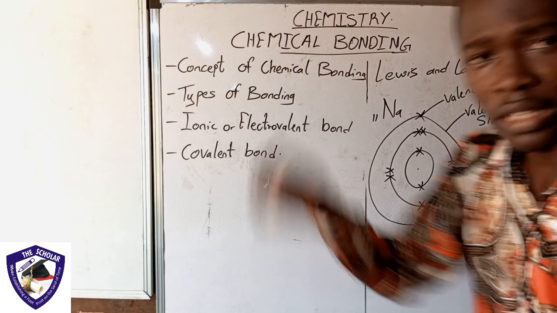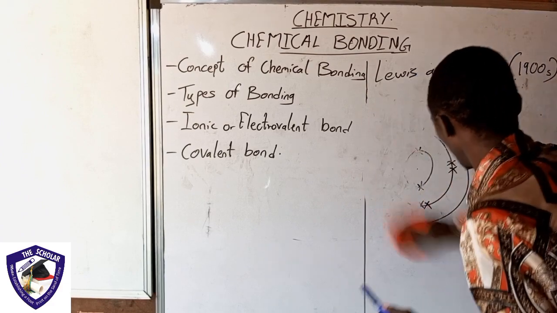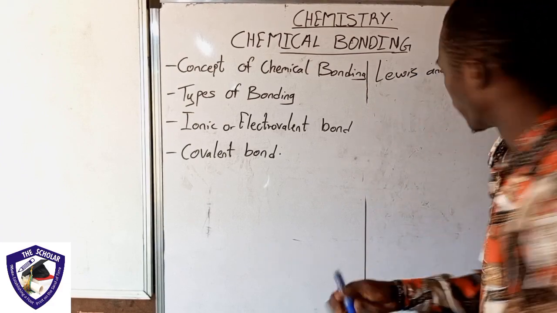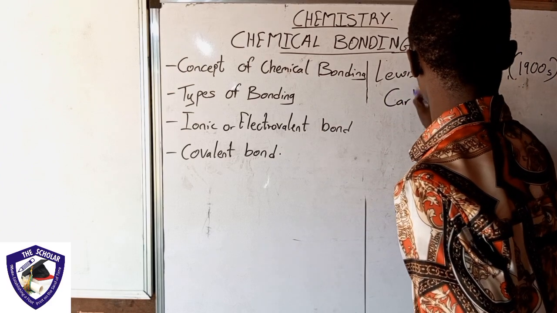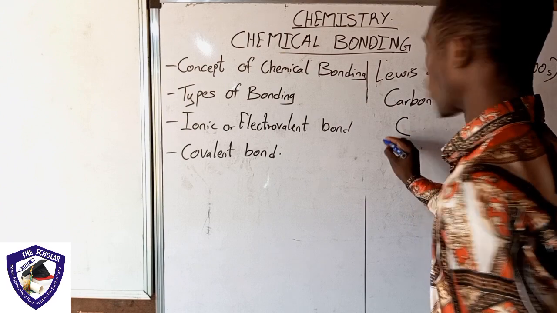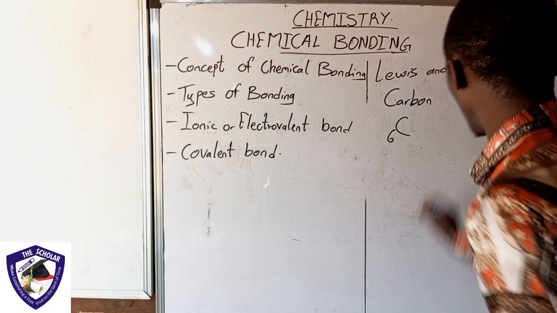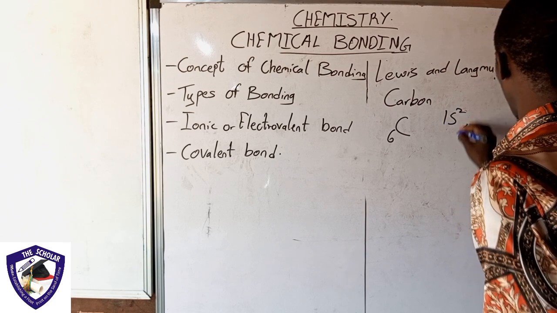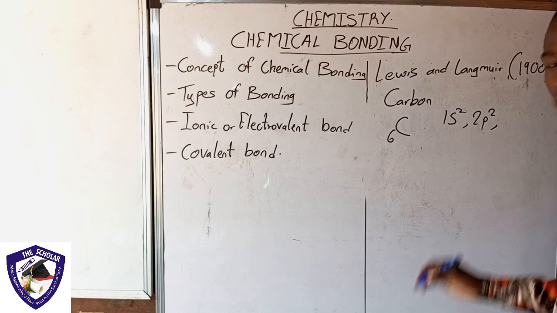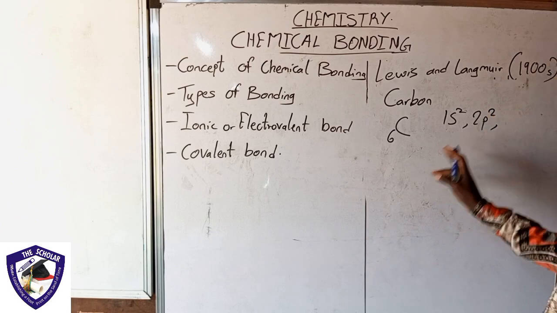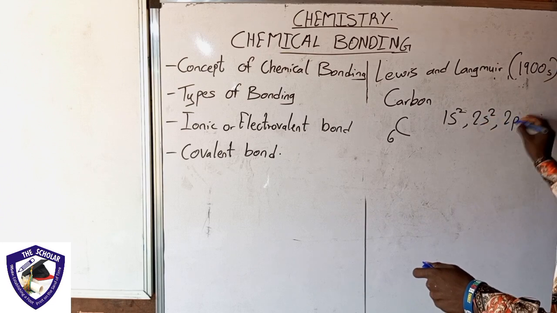Valence electron. Let's take a look at carbon, another example, with atomic number 6. If you are to write the electronic configuration, we have 1s2, 2s2, and we have 2p2.